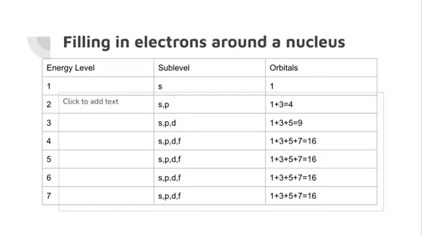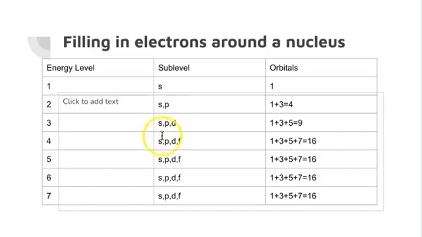The number of rooms within the sublevel also vary. So any S sublevel has 1 room to it. Okay, so it's a pretty small space. So the first energy level with its 1 sublevel S only has a single orbital that can be filled in. Once that's full, it would then go to the second energy level and you would start filling in electrons there. You have sublevel S and P. S still only has 1 orbital. P always has 3 orbitals.